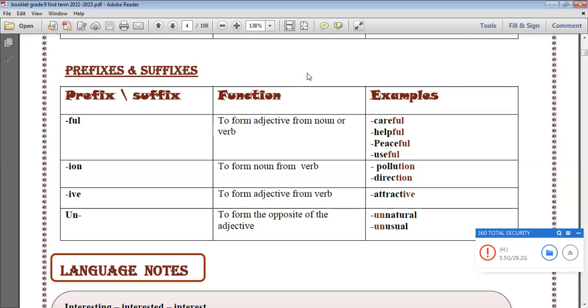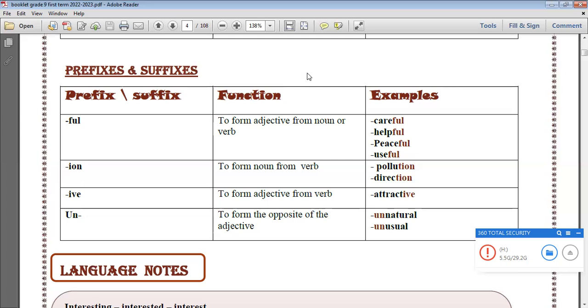Next, we have the suffix ION, the function of it, the usage of it. We use it to form the noun from the verb. Like you have here the verb pollute, it will be pollution, and direct, direction. So now they are nouns. IVE, we use the IVE to form the adjective from the verb. Like we have the verb attract. In order to change it into an adjective, we add IVE, it will be attractive.